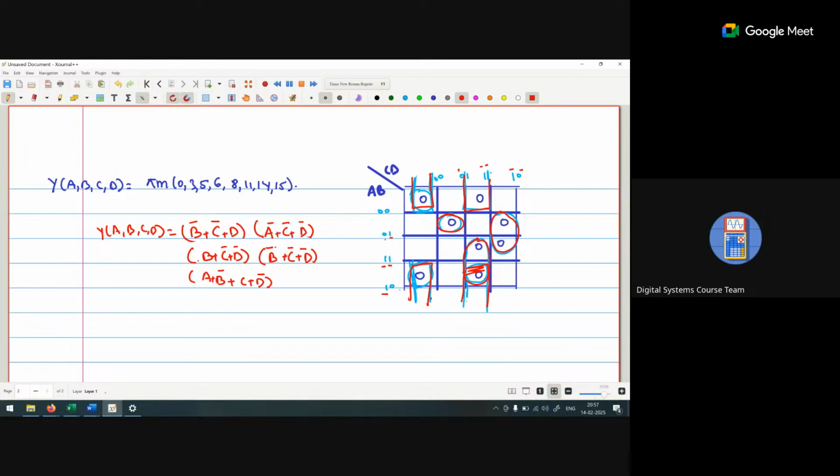Now verify the answer. Maybe it is possible your second term is different. Why? Because I have created this group, but you may create this group also. In place of the second, you can create this group also. Yes, sir. Actually, in place of the second, I got A plus B plus D. A is constant, B is constant, and C is constant. A bar, B bar plus A bar plus B bar plus C bar.